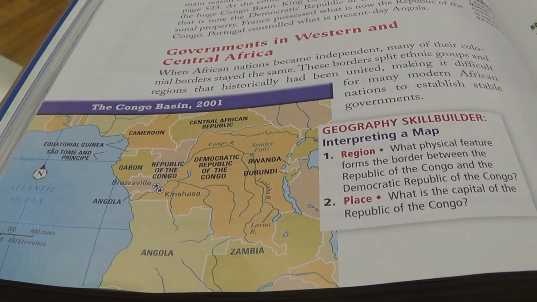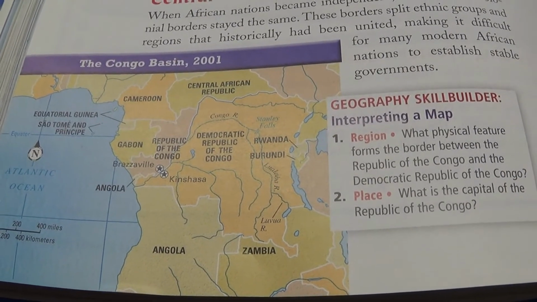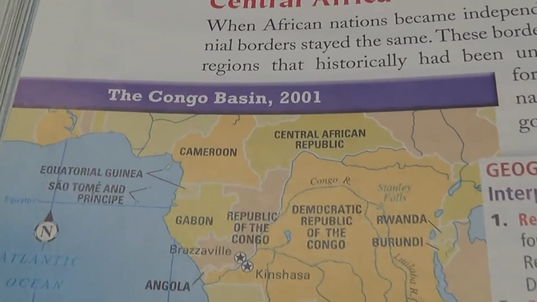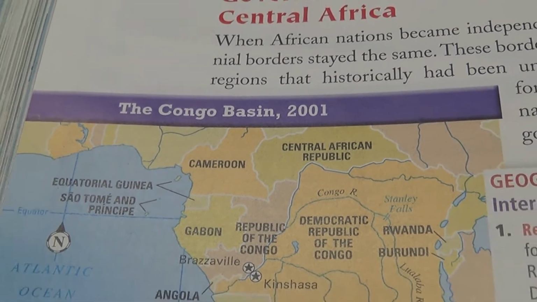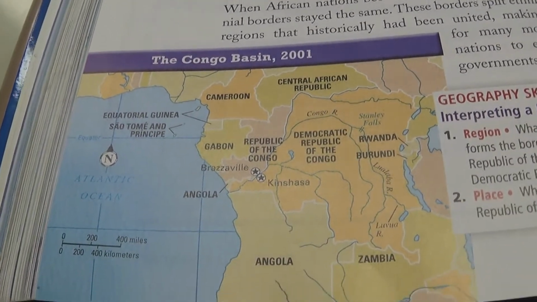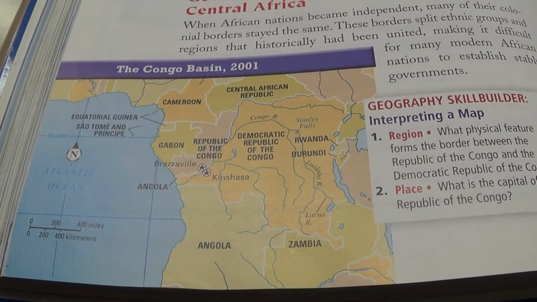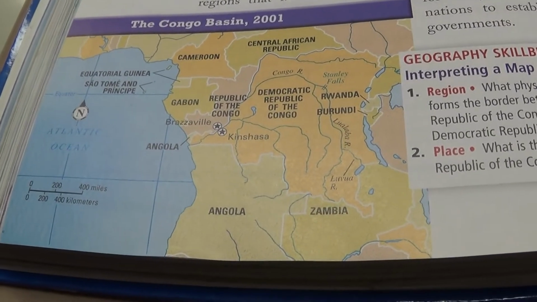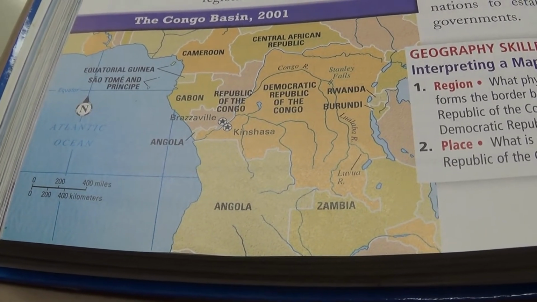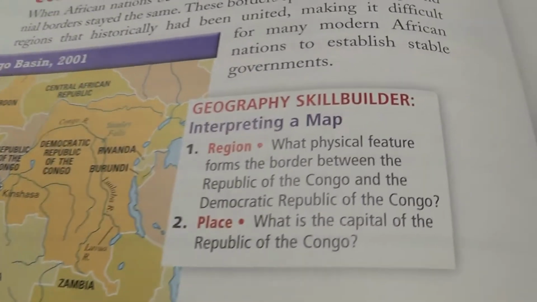Great, we're looking at page 524, and we can see that this is a map of the Congo Basin in 2001. And now we're going to see if there's a legend. And unfortunately, this map seems to be missing that. It does have a scale. So this map is okay, but it's not the best map. So that means we go over to our question.